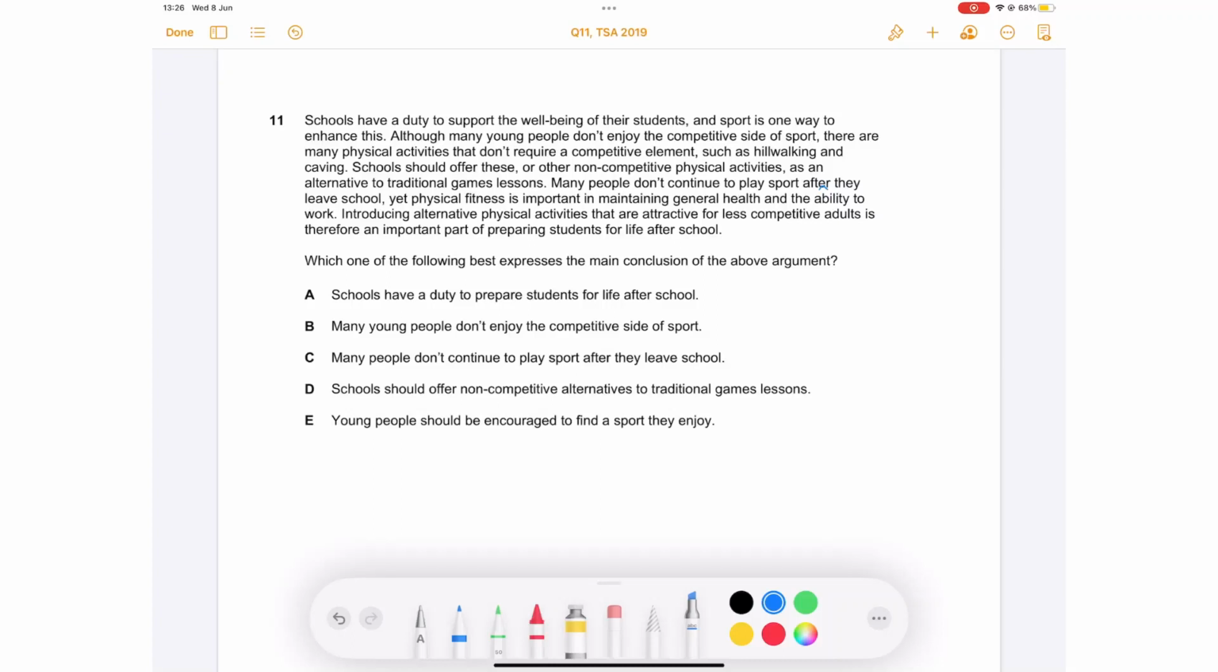Hi everyone! So today I'm using question 11 on the 2019 TSA paper to talk you through how to avoid the indicator word trap that's sometimes present in the wordy argument questions that we get on the Oxford TSA paper. So let's take a look at our question. If you'd like to, you can pause the video now and see if you can do it yourself.